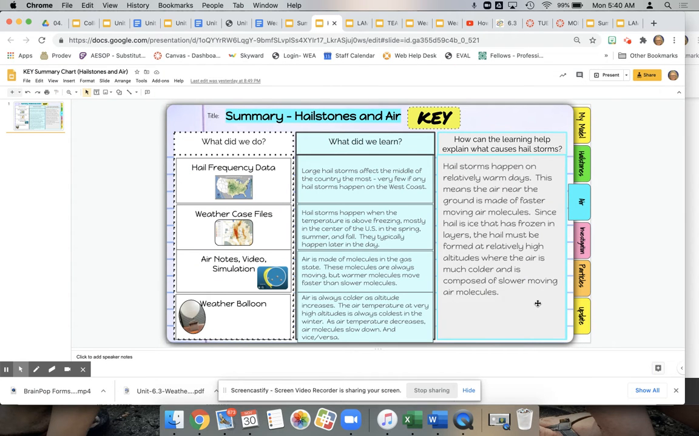So this is not the only way to answer these questions and to write out the learnings, but this is the way that makes sense to me. So feel free to look at this and use that as a guide for students.